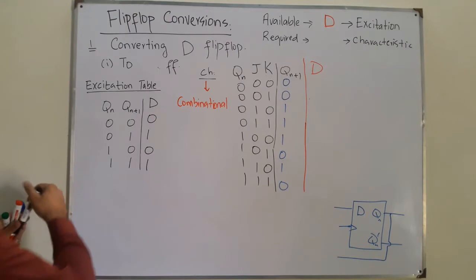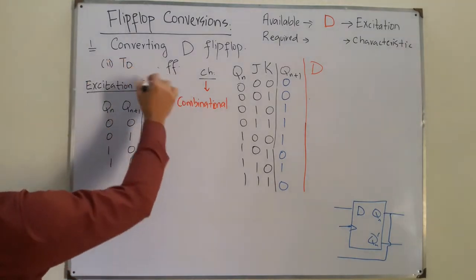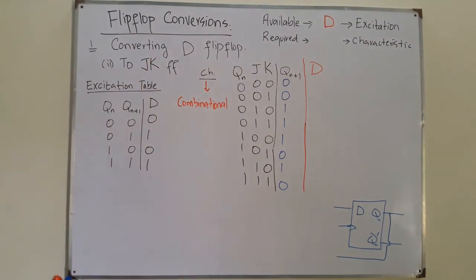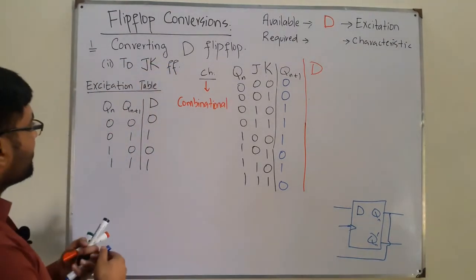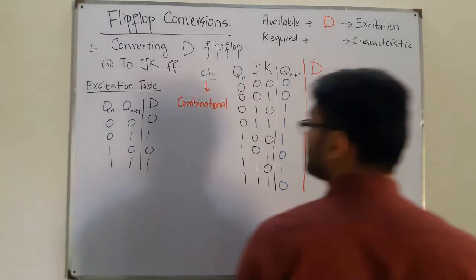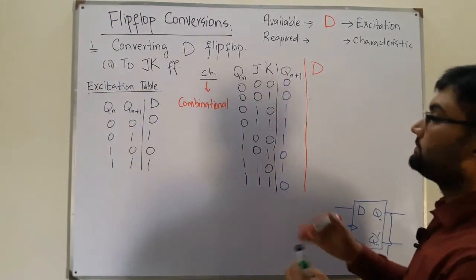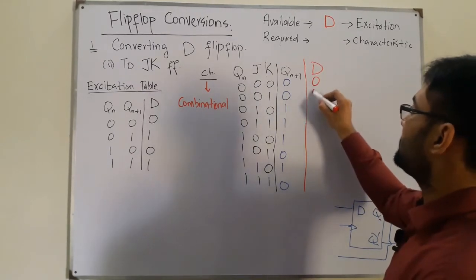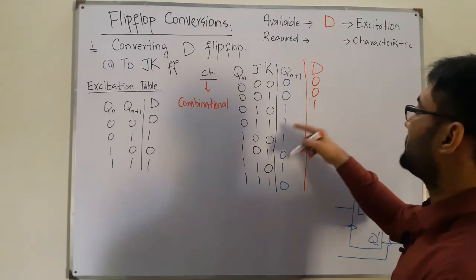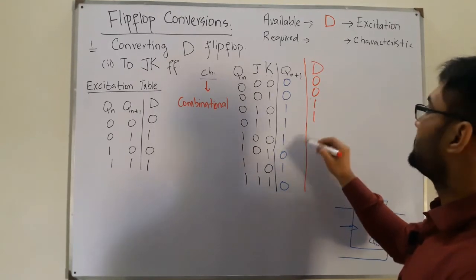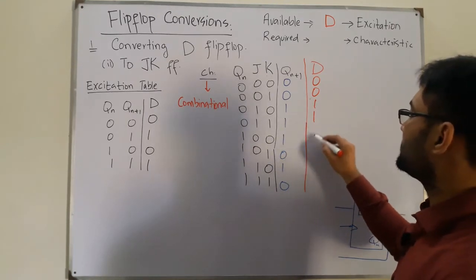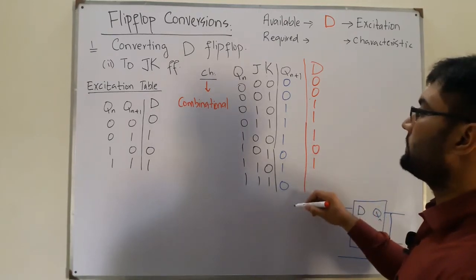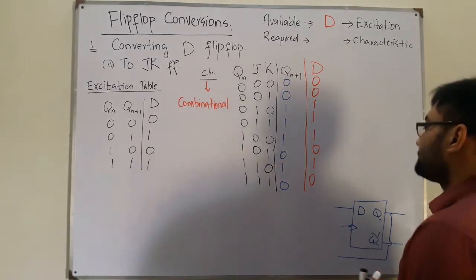excitation table. This is the second one, where we are converting D flip-flop to a JK flip-flop. Alright, now you match. So 00, D would be 0. Alright, 00, again 0. 01, D would be 1. 01, D would be 1. 11, D is 1. 10, D is 0. 11, D is 1. 10, D is 0. Fine.